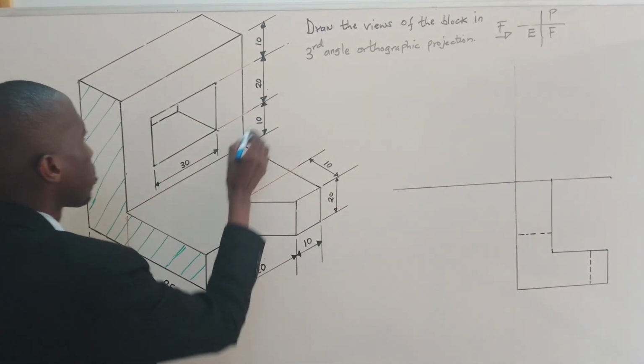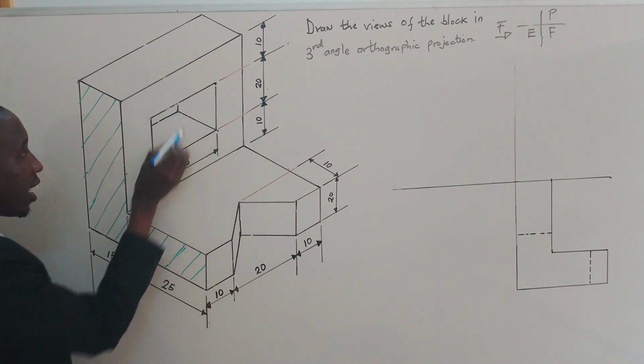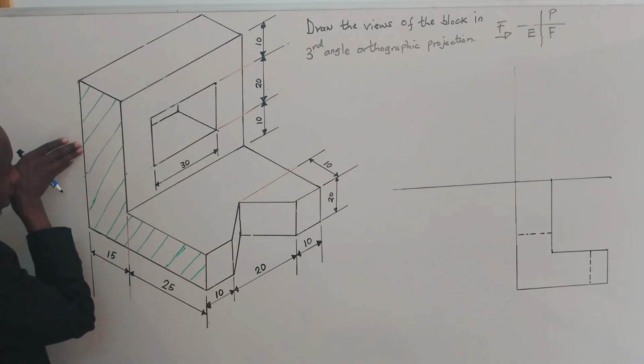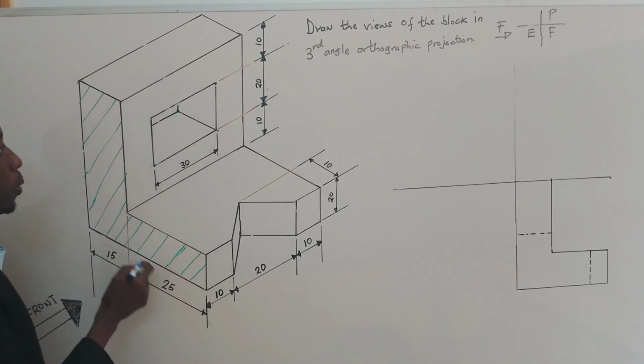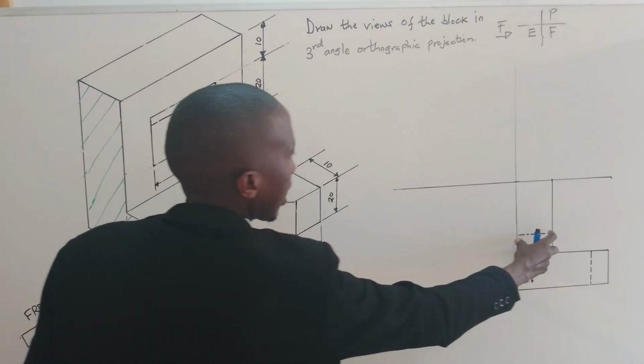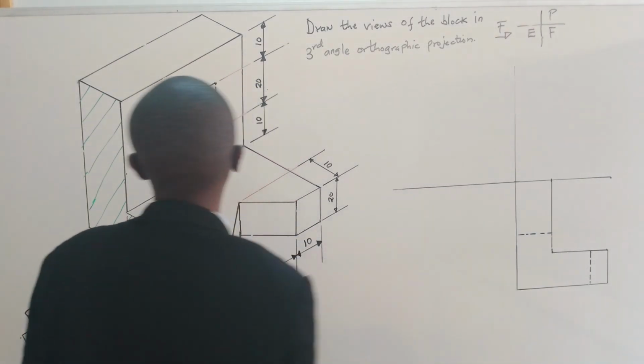Now that broken line is for this line and for this line. This one is the end of this surface. So this one is my point. Now this is the end point. So 15. You have seen that I've carried this one to be 15.